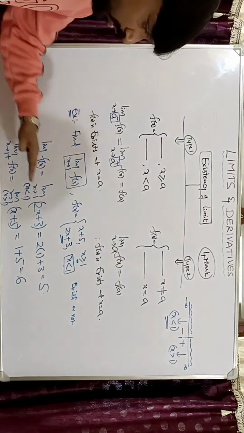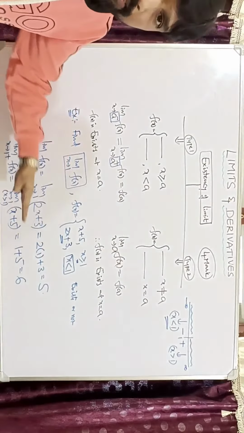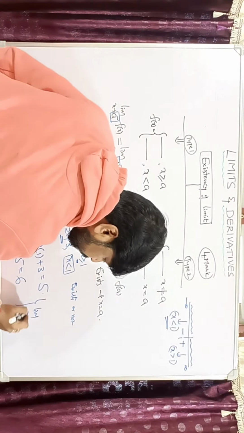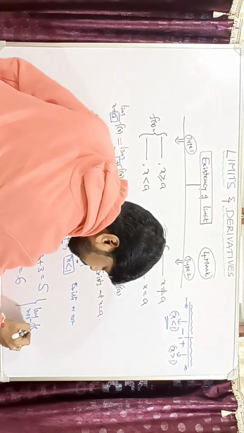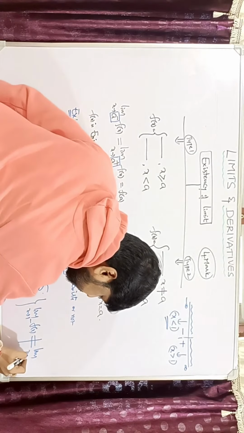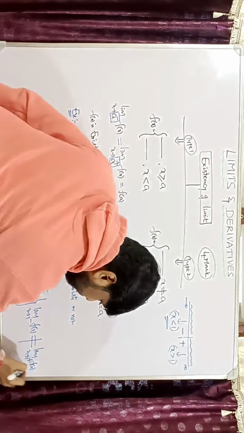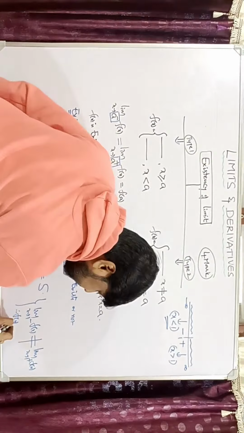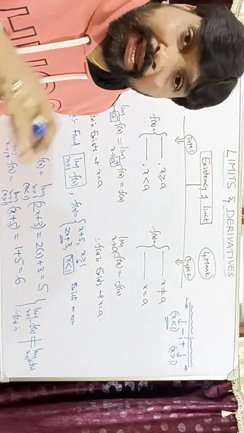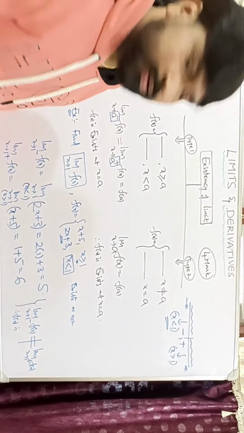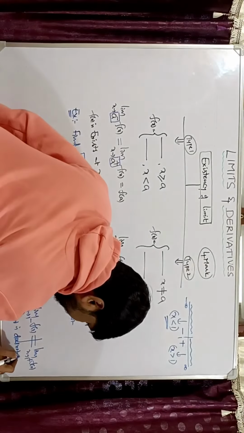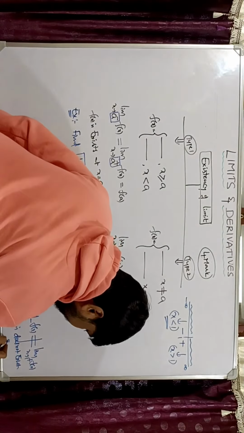What happened? This is 5, this is 6. Both the limits, what happened? Limit x tends to 1 minus f of x is not equal to limit x tends to 1 plus f of x. Therefore, the limit of f of x does not exist at x equal to 1.